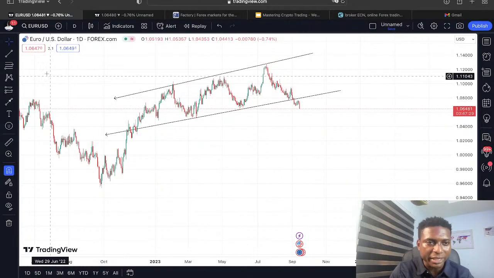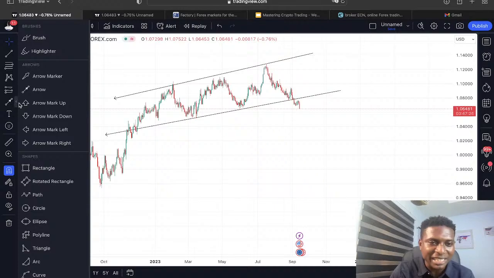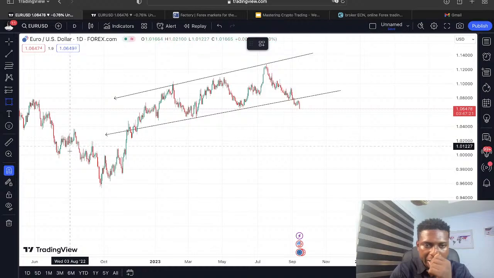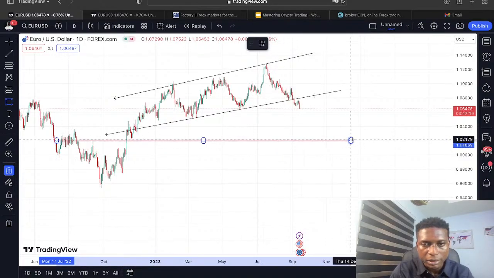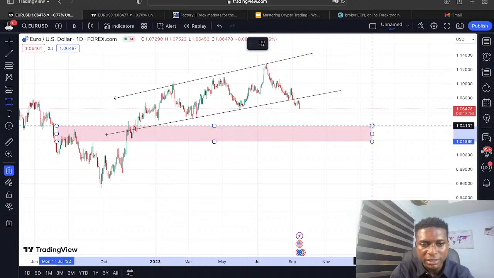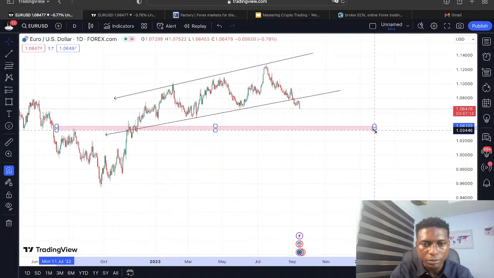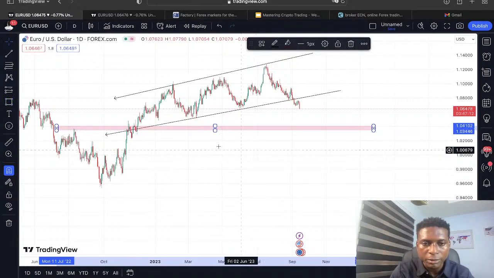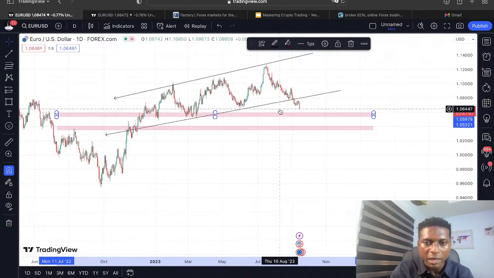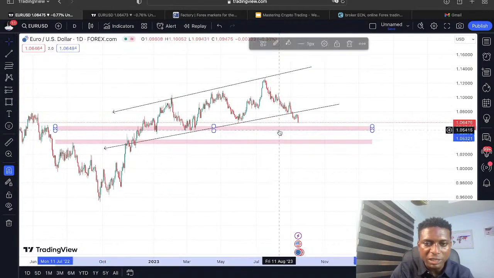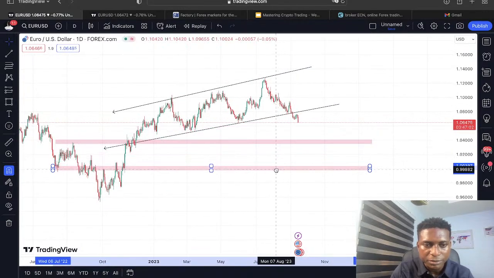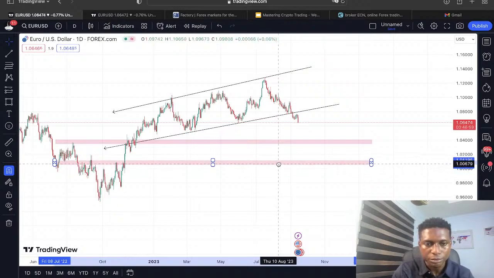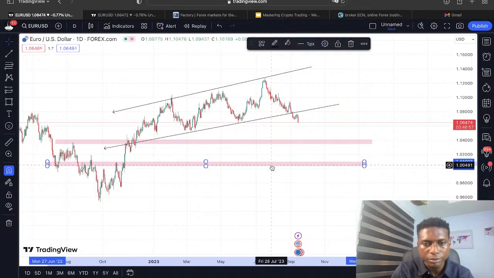Now, what do you expect? Where do you expect to see price next? For me, the next place I'm seeing price is this level. And if price comes out of that level, the next place I'm seeing price is this level.